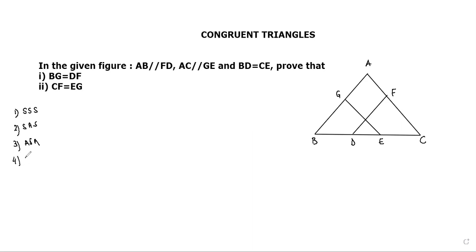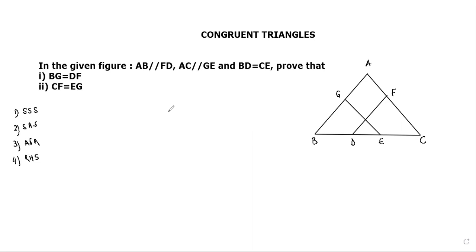And the last one is RHS, which means if you have right angle triangles with their hypotenuse equal and one side equal, then we can prove that the two triangles are congruent. And let's understand this better by doing this question.